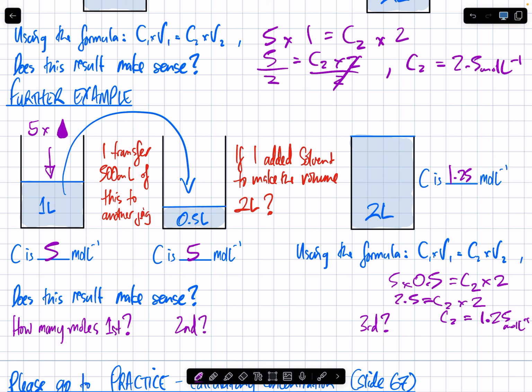Does that result make sense? Probably should have practiced that more, but we got there in the end. Okay, what was the initial? There were 5 moles to start off with. But then I grabbed this and I halved it. How many moles are in this now? 2.5.